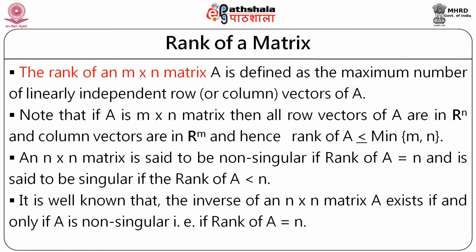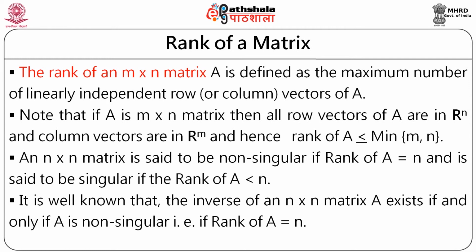An n cross n matrix A is said to be non-singular if rank of A is equal to n, and is said to be singular if rank of A is less than n. So, non-singular means rank of A has to be n, and singular means rank of A is less than n. If there are fewer linearly independent row vectors, then that matrix will be said to be singular, otherwise we will call it non-singular.